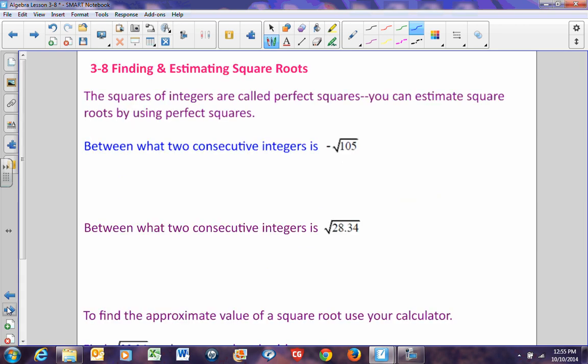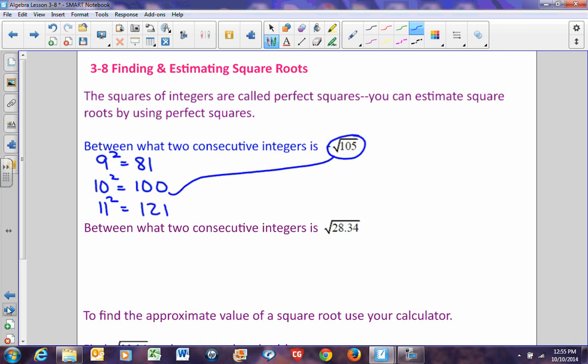The squares of integers are called perfect squares, and you can estimate square roots by using perfect squares. Let's pretend you don't have your calculator, and you need to know between what two consecutive integers negative square root of 105 is. Well, 9 squared is 81, 10 squared is 100, 11 squared is 121. 105 is between 100 and 121. So I now know that my number has to be between 10 and 11, and since it's negative, it has to be between negative 10 and negative 11.